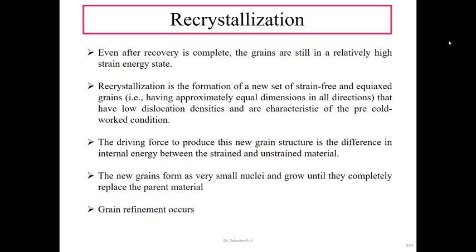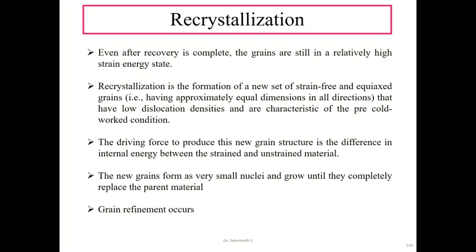Next is the recrystallization stage. In the recrystallization stage, there is formation of a new set of strain-free grains within the previously cold worked material. Even after recovery is complete, the grains are still in a relatively high energy state. Recrystallization is the formation of a new set of strain-free and equiaxed grains, having approximately equal dimensions in all directions, that have low dislocation densities and are characteristic of the pre-cold work condition.